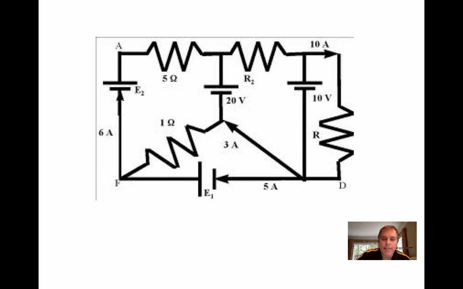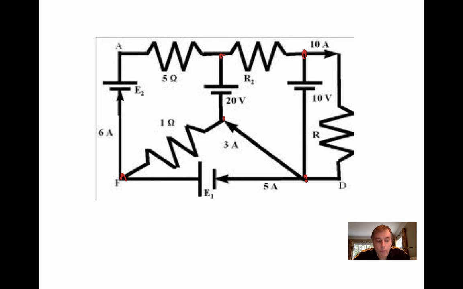Here, how many junctions and how many branches? I leave that as an exercise. You can pause here and count how many junctions. So how many are there and where are they? If you look at the nodes, the junctions, how many junctions are there? There's one here, one here, one here. So we are at 3, 4, 5. There are 5 junctions in this circuit.